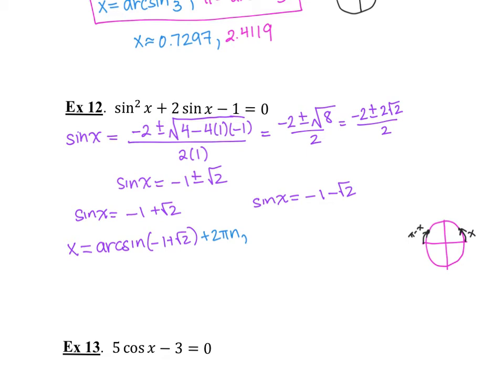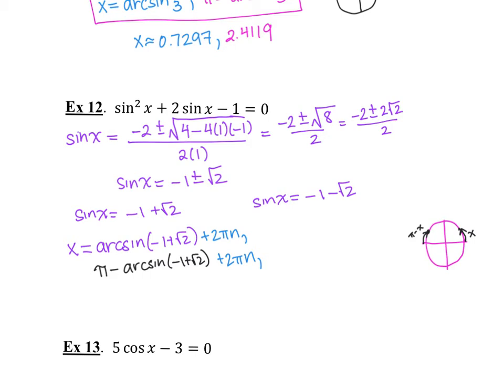So my second answer for that first equation is going to be pi minus my x value. And then because I could have coterminal angles to that, I say plus 2 pi n. Okay, now let me consider the second possibility from the quadratic formula. It's also possible that sine of x is equal to -1 minus root 2. Okay, first let me check my domain.